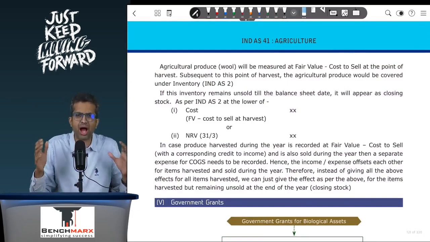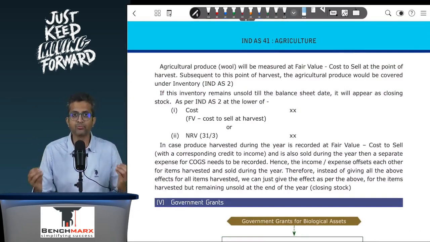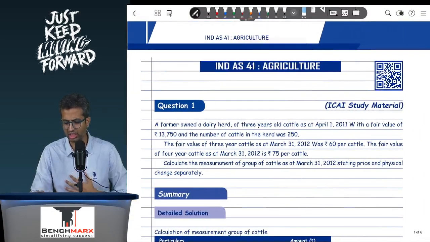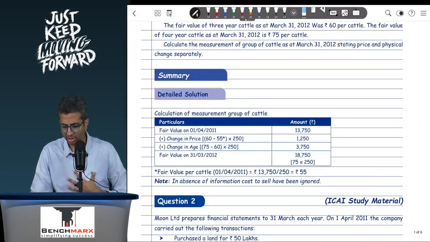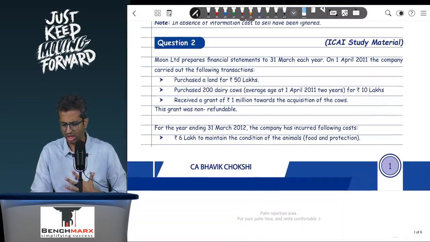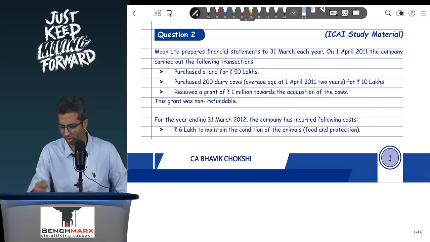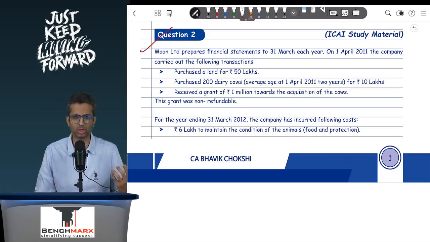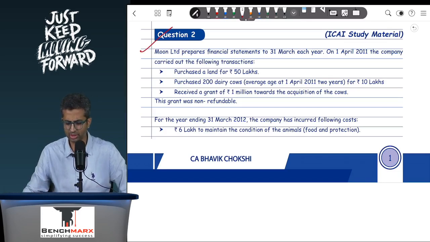So this is by and large the conceptual framework regarding Ind AS 41. What we'll do is we will try to tackle around 3 relevant questions. Over here, I think question number 1 is a different question that has been included, so I'll probably discuss that separately. Let us go to question number 2 and 3. First, if you go to question number 2, this is, in my opinion, one of the most important questions of this chapter. So let us review this.